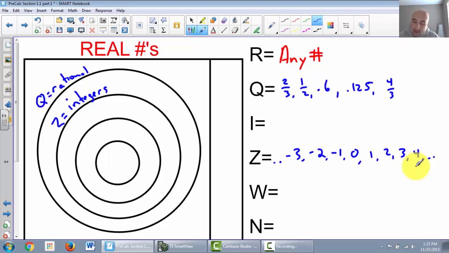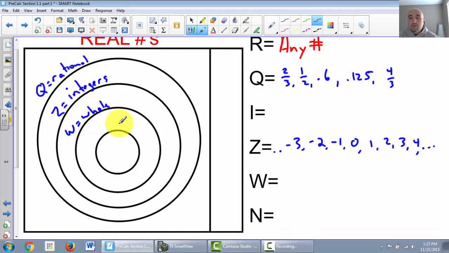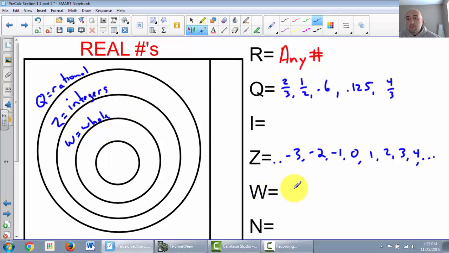All right. Then we have our next circle is W, and that stands for whole numbers. Okay, whole numbers are counting numbers, but it just starts at 0. So 0, 1, 2, 3, 4, 5, and so on. Now, what is the difference in integers and wholes? Well, wholes are smaller because they don't include any of the negative numbers. Okay, so they're counting numbers that don't include negative numbers, but it does include 0.